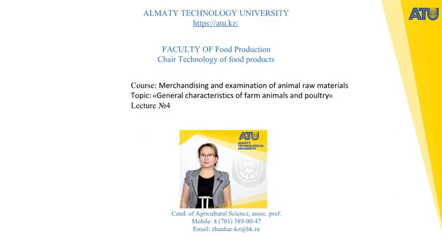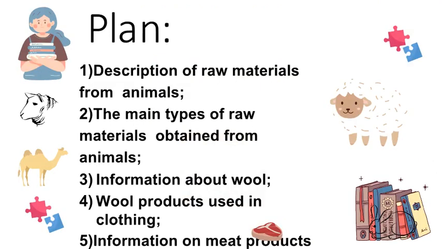Topic: General characteristics of farm animals and poultry, Lecture 4. Plan. Description of raw materials from animals. The main types of raw materials obtained from animals. Information about wool. Wool products used in clothing.